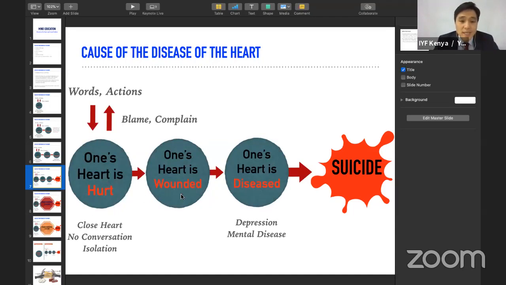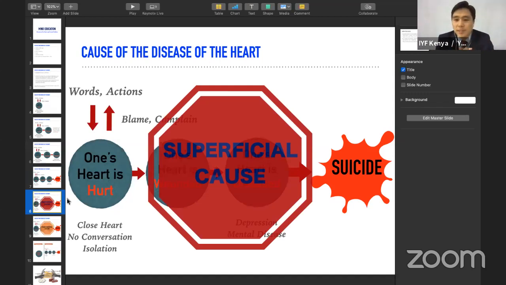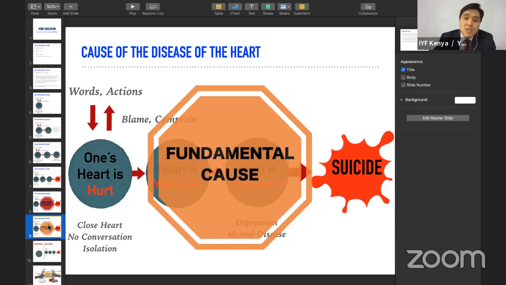Their heart gets hurt. Next, their heart gets wounded. Next, if you don't solve this problem and it persists, then your heart will be diseased, and in the end it also leads you to commit suicide. Like I said, this is only a superficial cause. This is only a cause that is happening outwardly on the surface. But now there is a fundamental cause why this is actually happening. Outwardly on the surface it happens because your heart was hurt by some people's words and actions. That hurt turns into a wound of the heart, and into the disease of the heart, and your heart starts falling into depression, mental disease, and later on committing suicide. Yes, that was only a superficial cause, but now there is also a fundamental cause.